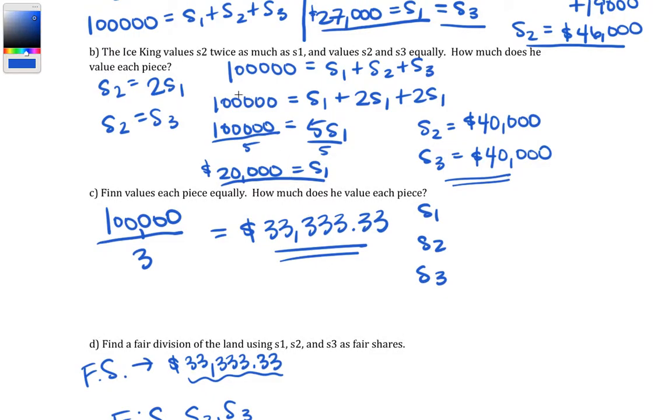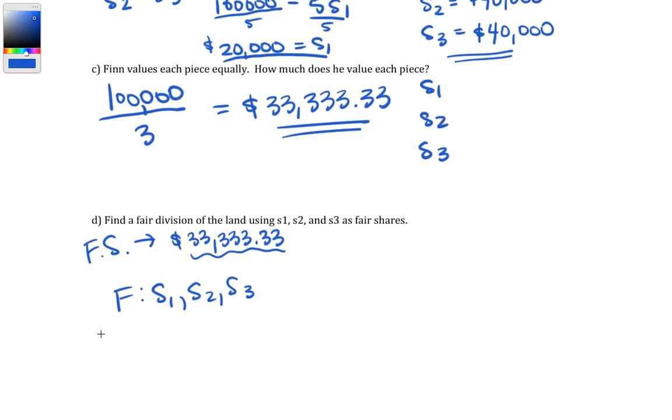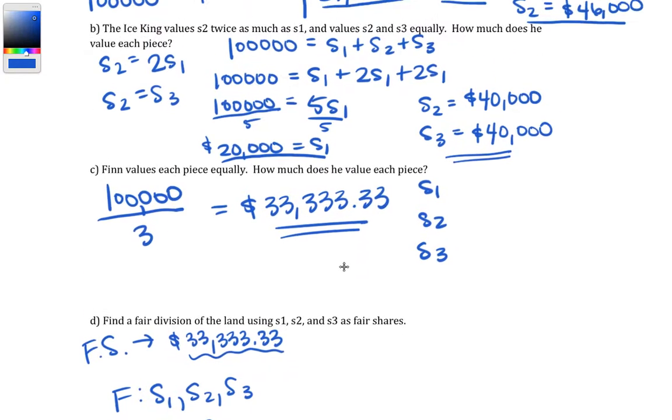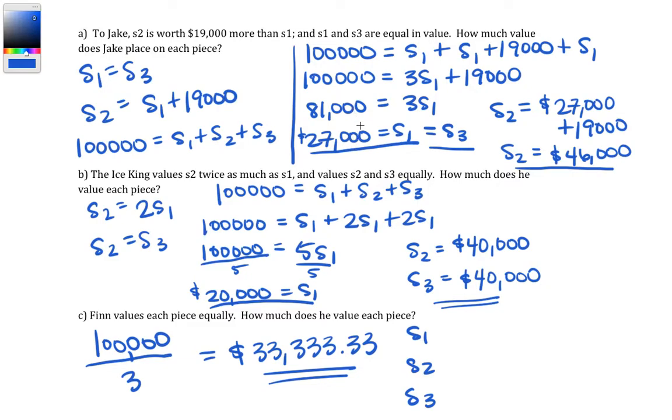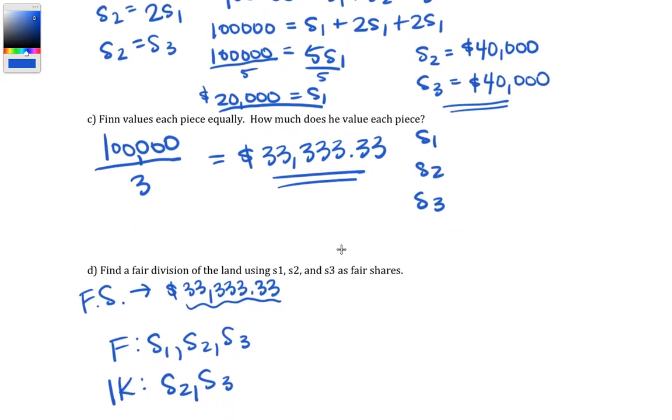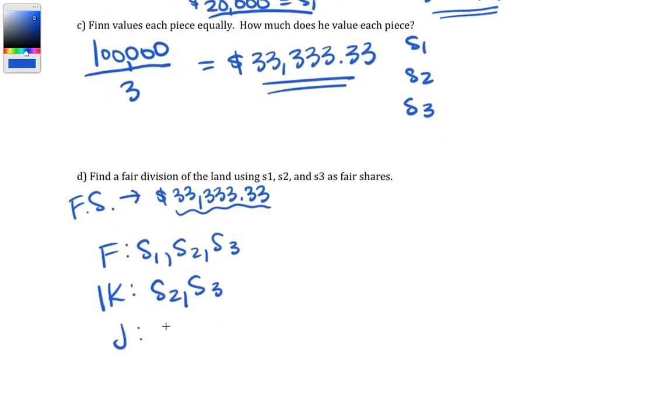And let's go up and look at the Ice King. Well, the Ice King, S1 is only 20,000, but S2 and S3 are 40. So for the Ice King, S2 and S3 are fair. And for Jake, S1 and S3 are only 27, S2 is 46. So for Jake, the only fair one is S2. So he's got to get that one. And that means it's off the list for the others. Well, that leaves only S3 for the Ice King. Now that's off the list for Finn, and that leaves S1 for Finn.